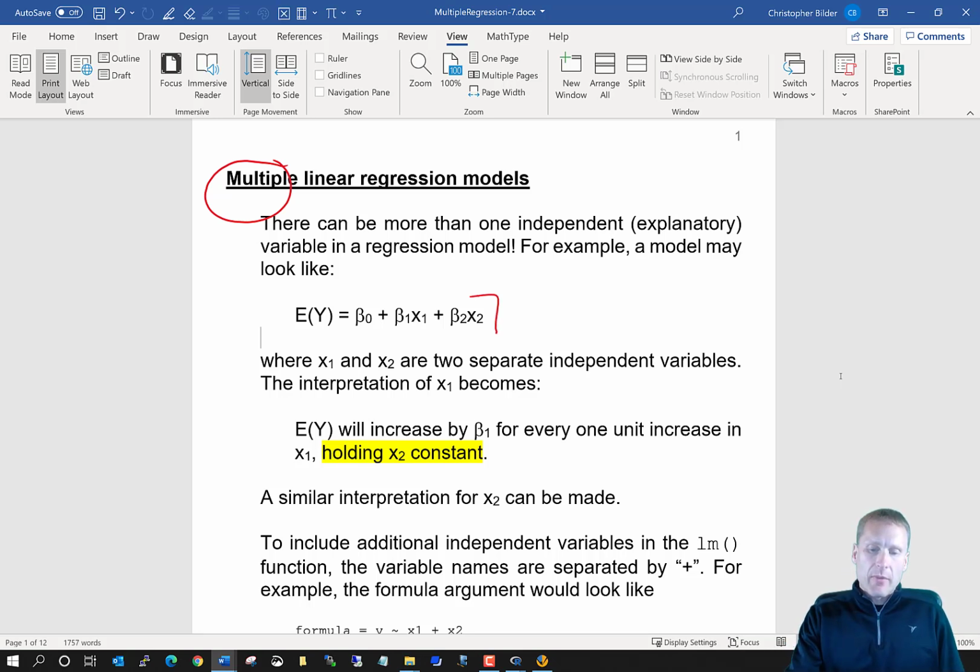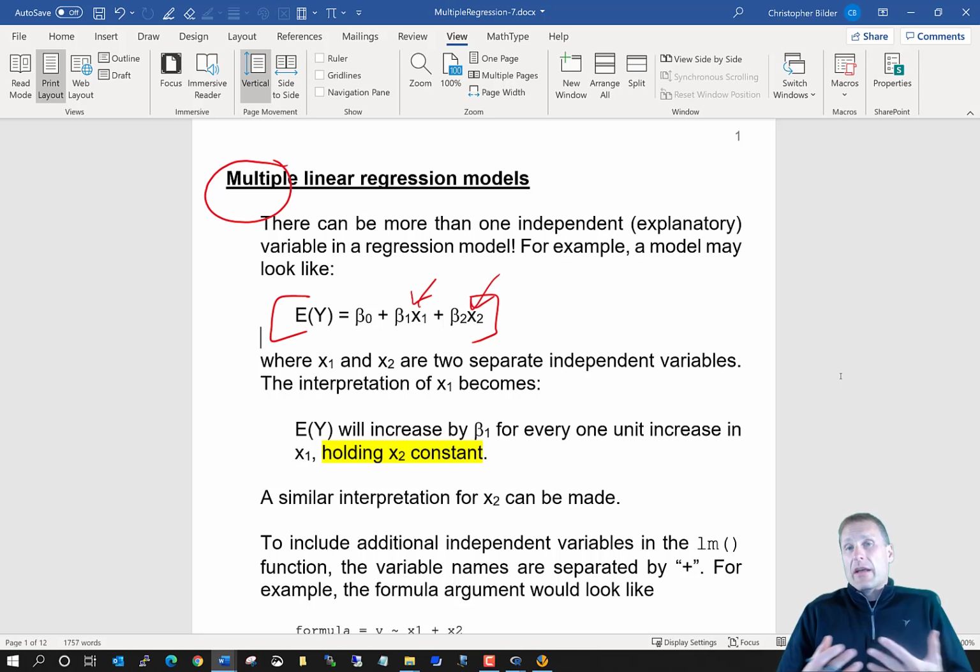Here's one example of a model. Expected value of y is equal to beta 0 plus beta 1 times x1 plus beta 2 times x2. So we have two separate independent variables now. Now the interpretation of x1 in this model is much as we defined at the very beginning of this section, and that is the expected value of y will increase by beta 1 for every 1 unit increase in x1.